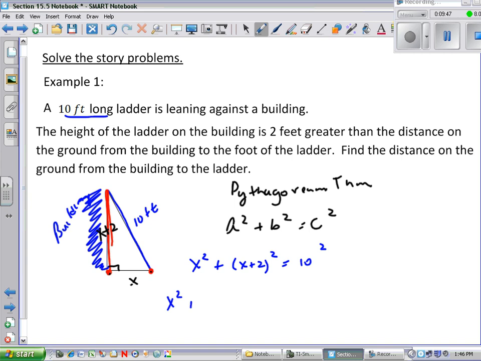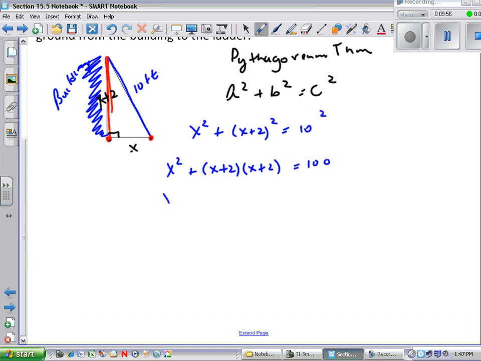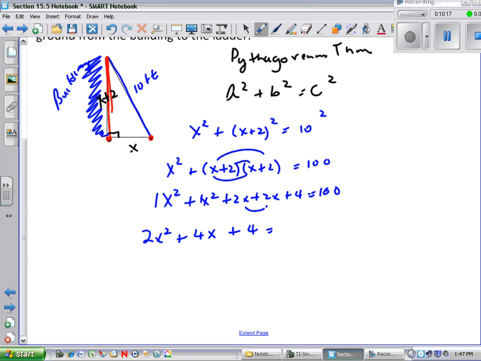Or I'll have x squared plus, let's see, I'll need to FOIL this out. X plus 2 times x plus 2 is equal to 100. Or I'll have x squared, and when I FOIL, the first is plus x squared. The outside is plus 2x. The inside is plus 2x. The last is plus 4 is equal to 100. When I add x squared and x squared, I get 2x squared, plus 2x and 2x is 4x, plus 4 is equal to 100. Now I still need to get the 100 on the other side, so I'm going to subtract the 100 off both sides. And I will have 2x squared plus 4x minus 96 is equal to 0.